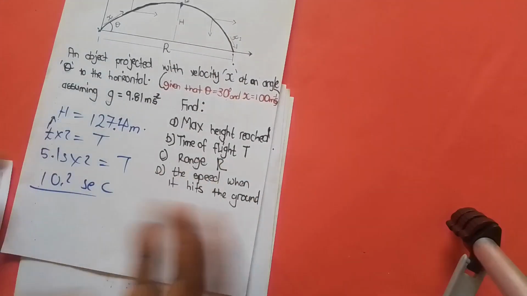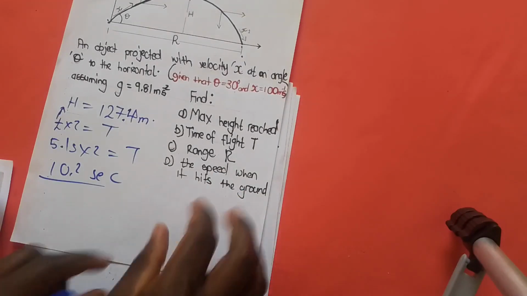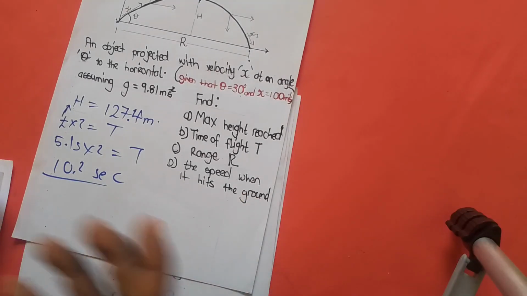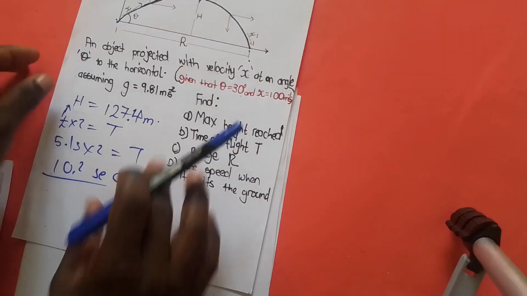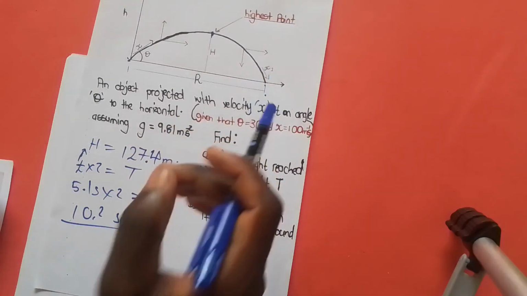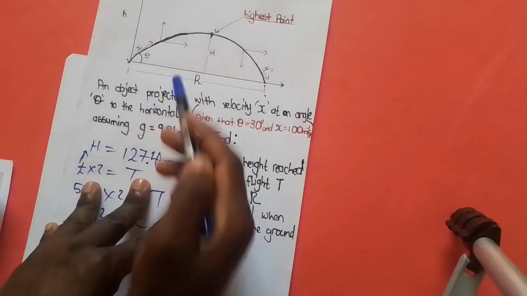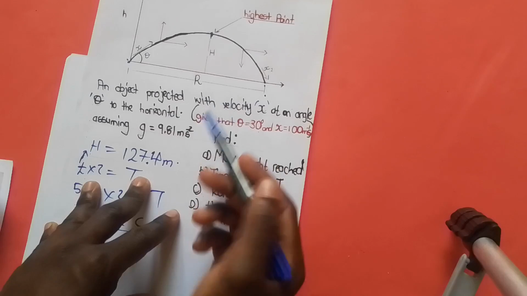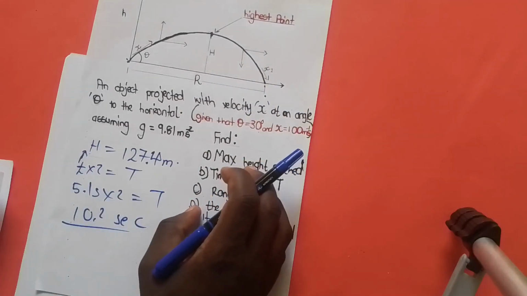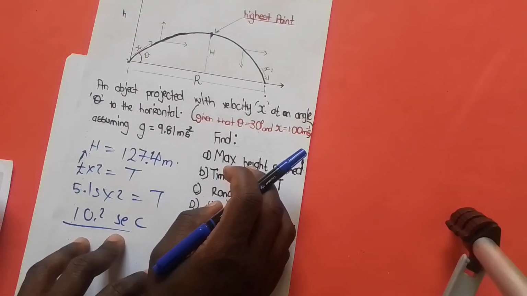Okay, so we're now proceeding on to question D. I like this question a lot because most students get confused by it, right? The speed when it hits the ground refers to the object. We know that this projectile was projected at a speed of 100 meters per second, the velocity of projection. But when the object reaches the ground again, it should have a certain speed that will not be equal to x, right?